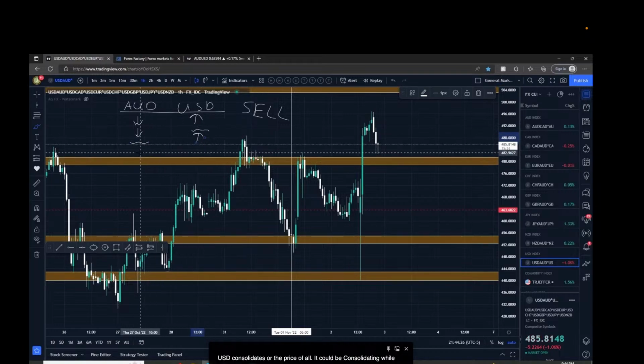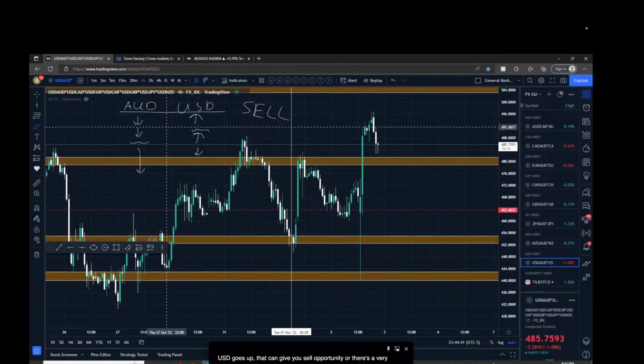That can give you a sell opportunity. Or there's a very sketchier type of situation where Aussie dollar is tanking while USD is slightly going down. It's just the Aussie dollar is losing strength, they're losing value more than the USD at that current time. So these are the opportunities that we can look for sells in this case.